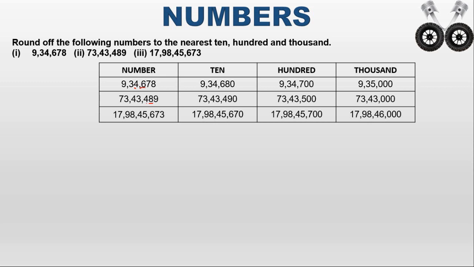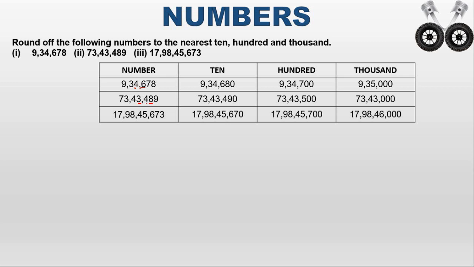Okay, now move on to the 100 portion. What is the number in 100 portion? 4. So that means you have to look at the right side number. What is the right side number? 8. So that is greater than 5. So you have to add 1 to the 4. So 4 plus 1, 5. So 73,43,500.